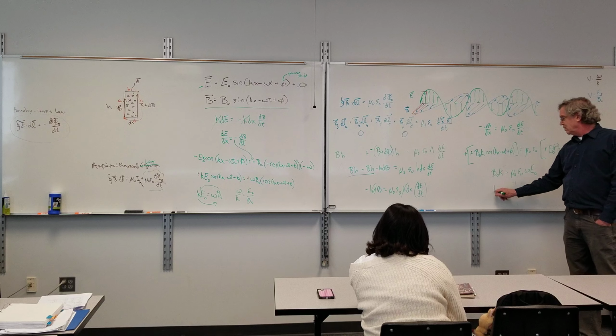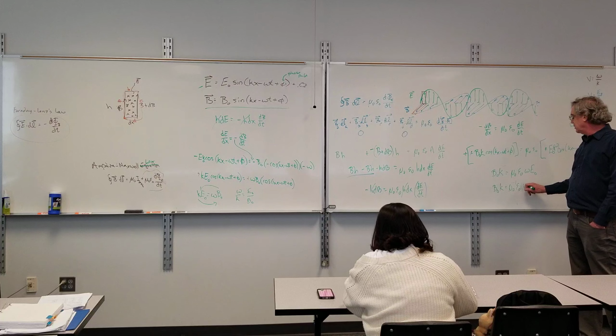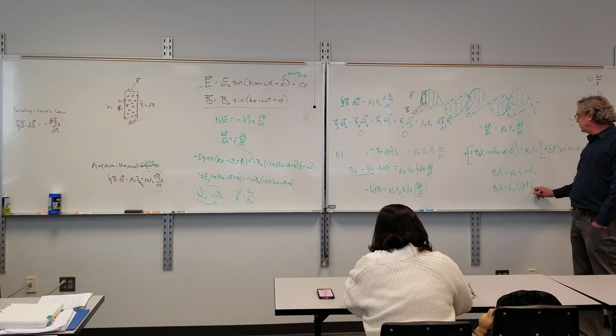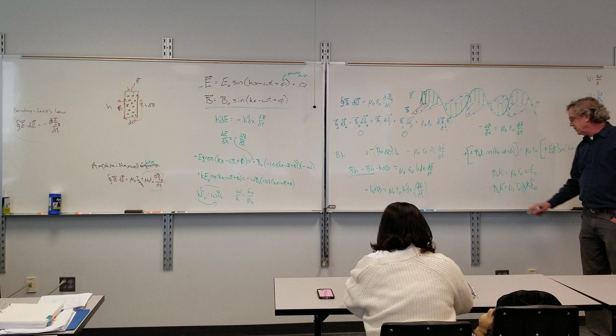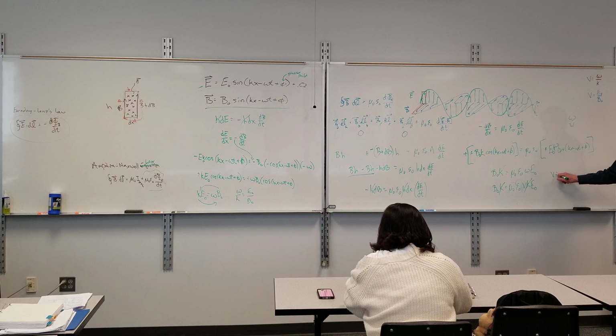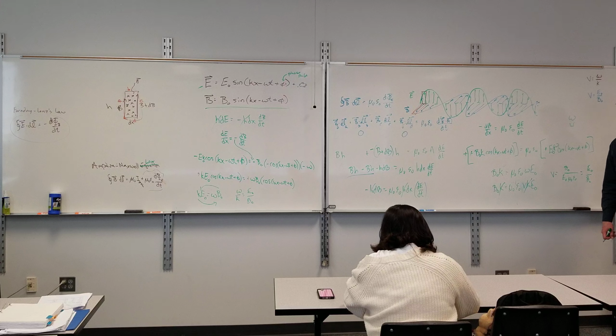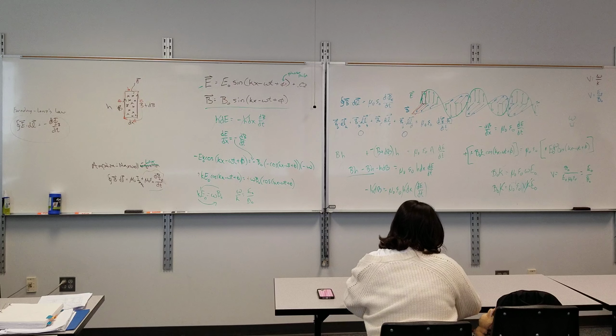Yeah. So B sub naught K equals mu sub naught, epsilon sub naught, VK, E sub naught. K's cancel. So I'm left with V is equal to B sub naught over E sub naught, mu sub naught, epsilon sub naught. But that also has to be equal to E sub naught over B sub naught. If I get two equations for speed, those equations have to be equal to each other. So we got V equals 1 over mu epsilon naught.